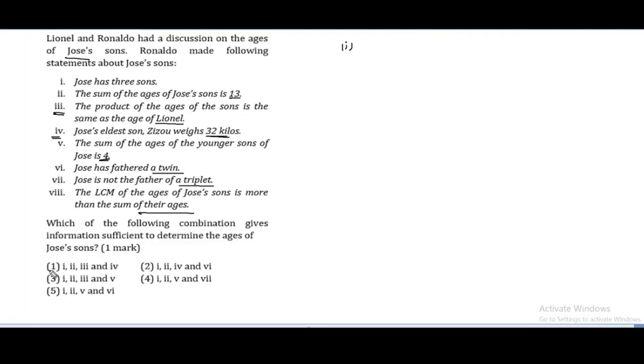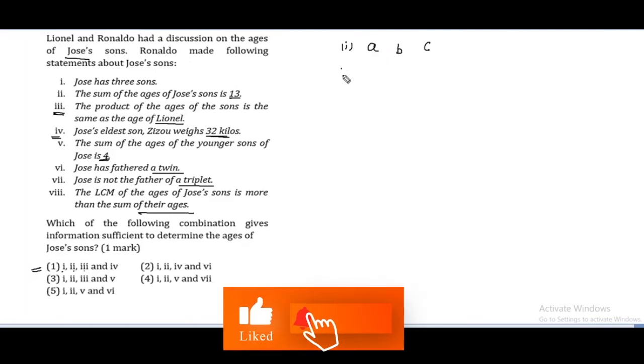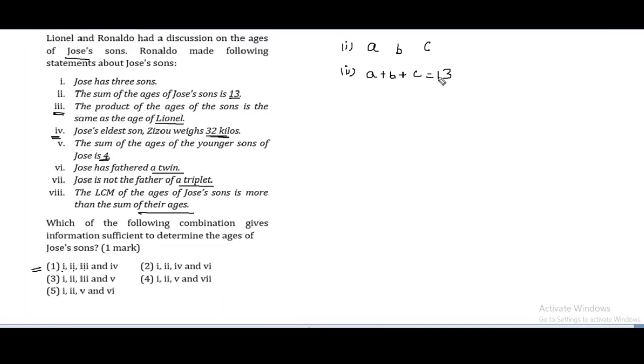So in this question, you can try the options. Let's say I use the first, second, third, and fourth information. First information, he has three sons. Second information, the sum is 13. The product is the same as Lionel's. So obviously many combinations are possible, since we do not know the age of Lionel either.